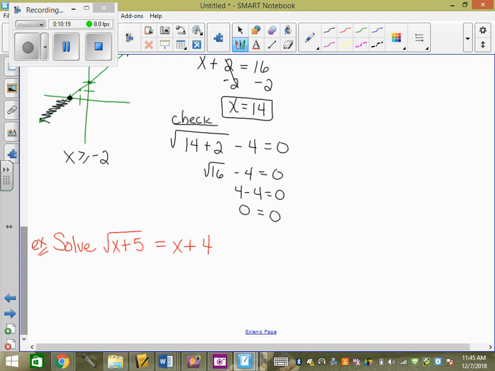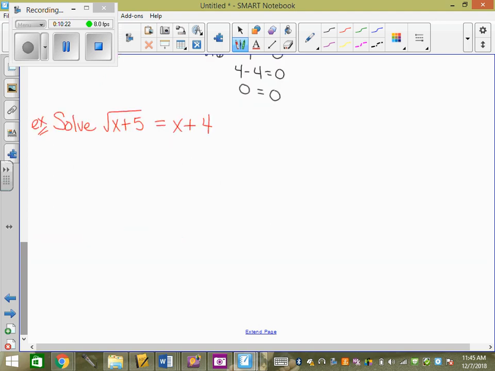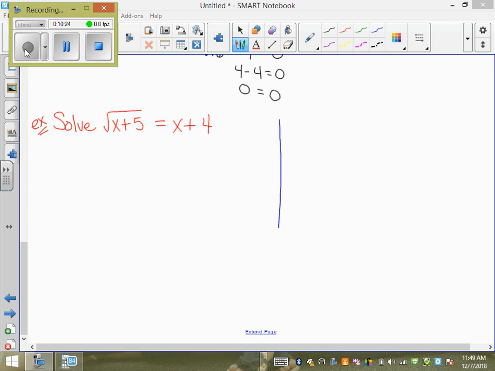So I want you guys to give me the restrictions for this one, and I want you to try and solve it. I want you to do this one, and then I want you to try this one.